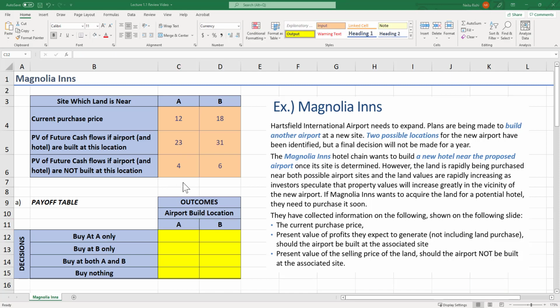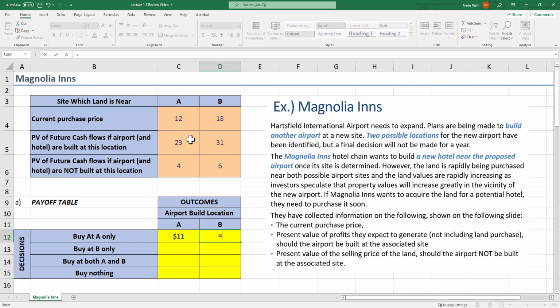Now for the payoffs. If I build at A only, let's start right here. If I build at A only, what that's going to cost me is going to be the current purchase price of 12. So I write that as negative 12. Now, how much will I gain? Well, this is buying at A and the airport's built at A. So I would end up building the hotel as well. So I'm going to add the 23.